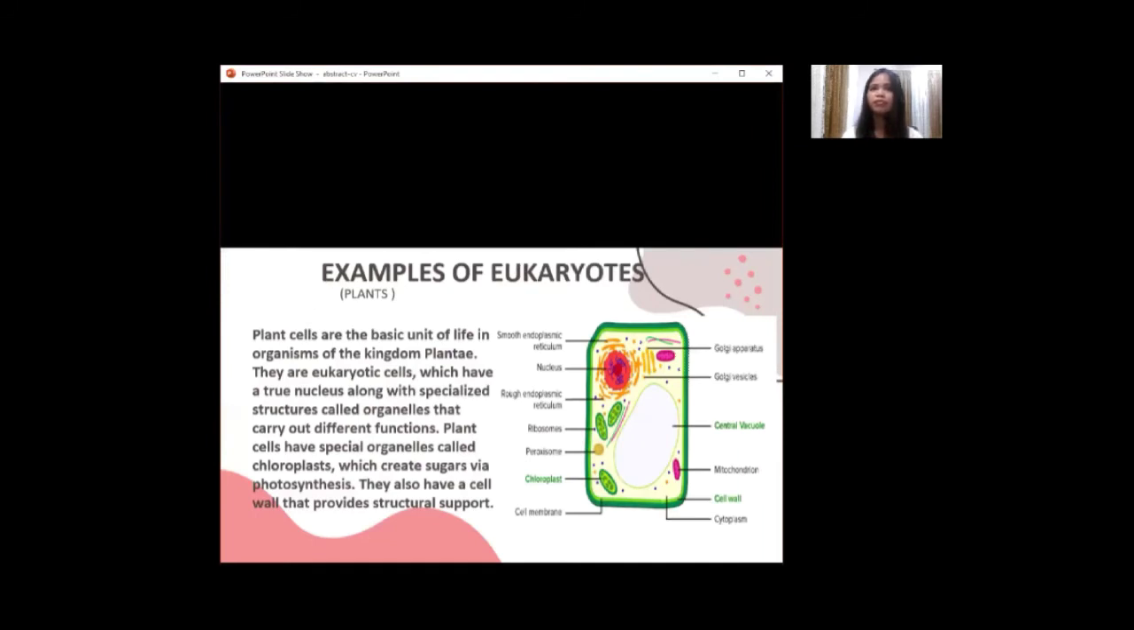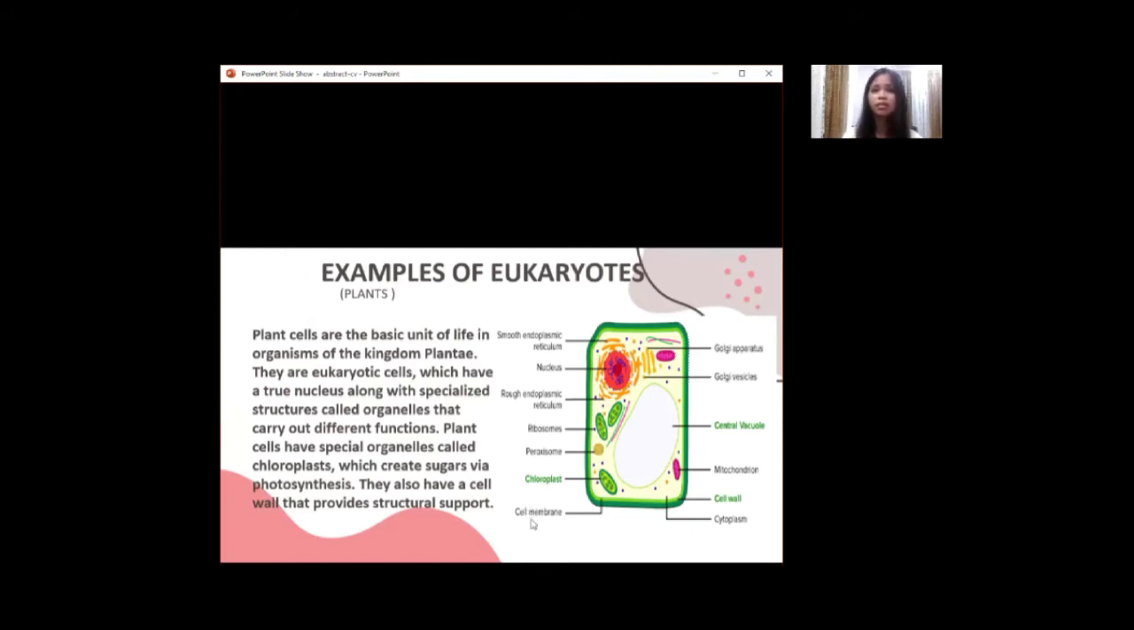Moving on, we have examples of eukaryotes. First, we have the plant cell. So plant cells are the basic units of life and organisms of the plant kingdom Plantae. They are eukaryotic cells which have a true nucleus along with specialized structures called organelles that carry out different functions.